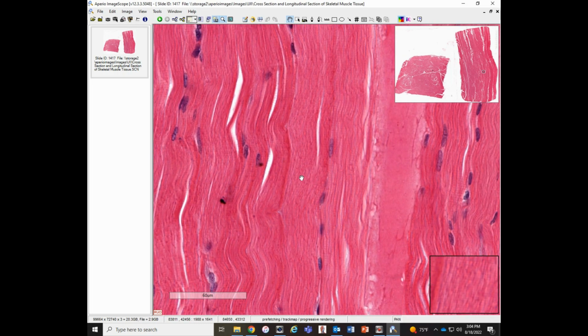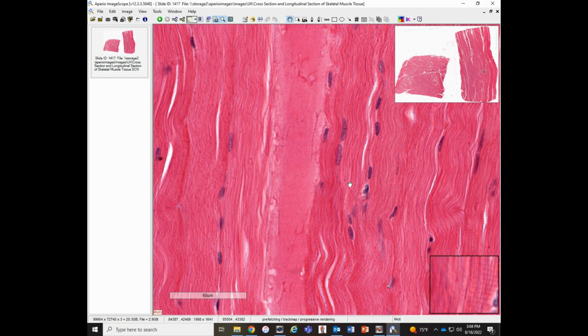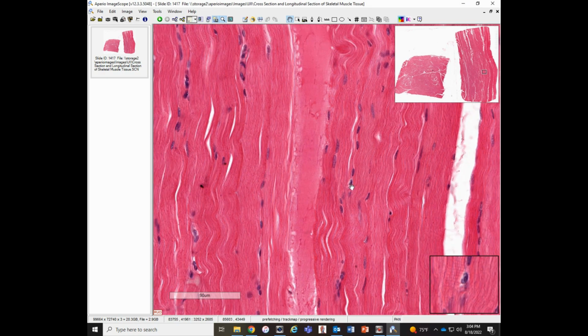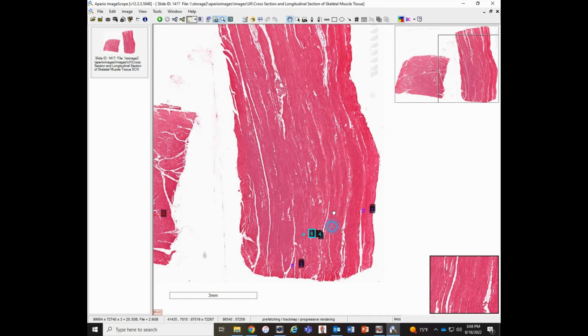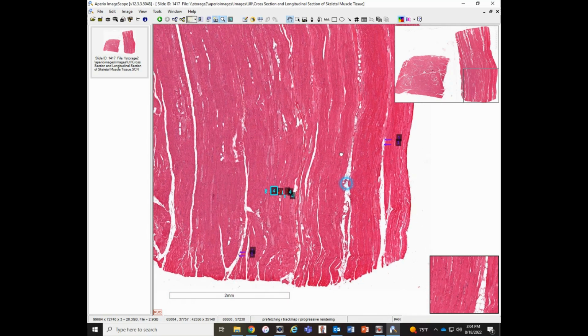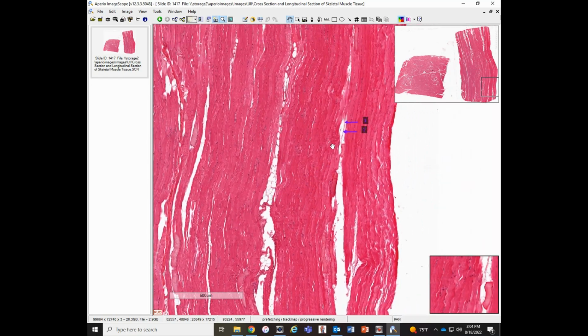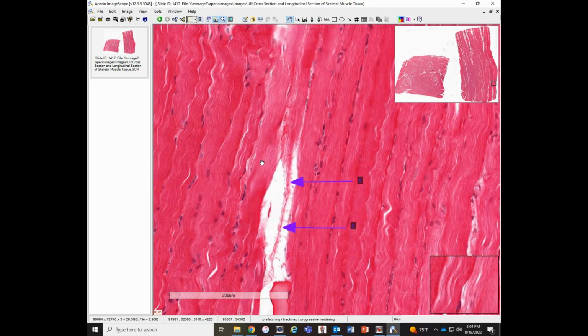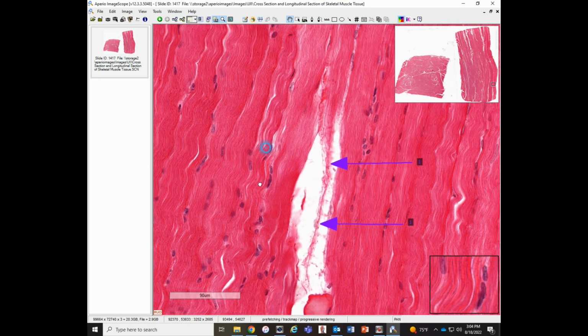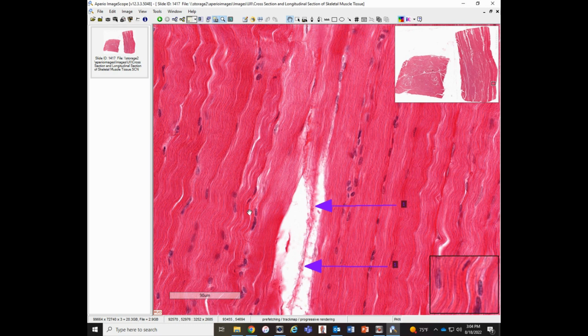So we have dark A bands and light I bands. Light has an I in it, I bands are light, dark has an A in it. A bands are dark. Now if we zoom out a little bit, we can take a quick look at the self-quizzing module here, and we've got purple arrow right here. This is 1. Take a second, tell me what you think that might be.